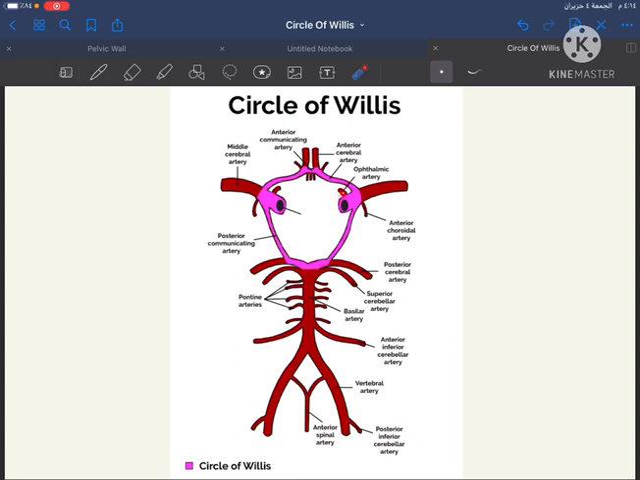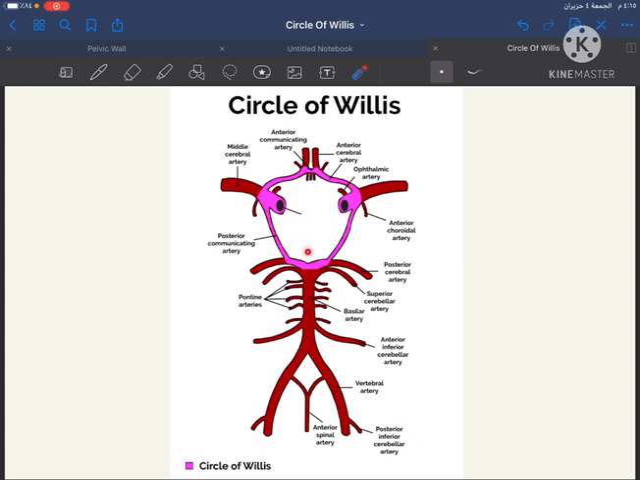The internal carotid artery is considered one of the major arteries that participate in formation of the circle of Willis. The most important branch that arises from the internal carotid artery to form the circle of Willis is the anterior cerebral artery. So two anterior cerebral arteries arise from the internal carotid arteries and communicate together by the anterior communicating artery. It also gives rise to the posterior communicating artery that joins the posterior cerebral artery.